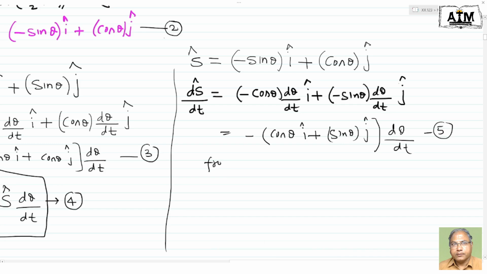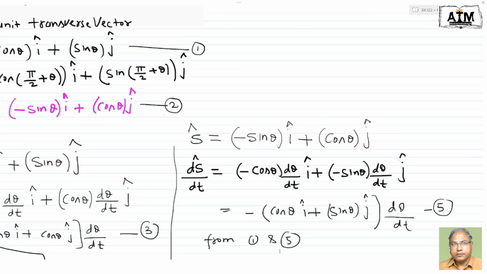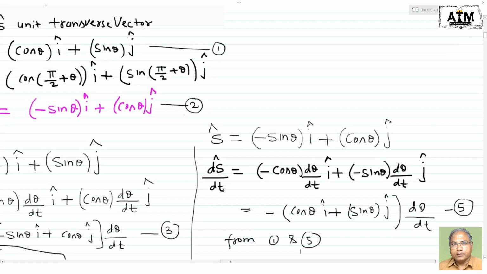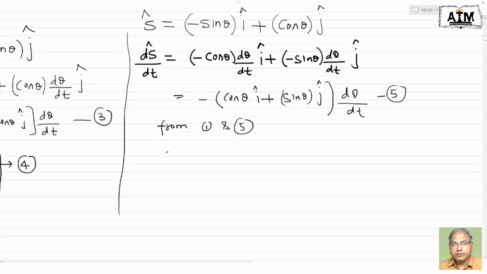Now from 1 and 5, from 1 we have already that r cap equals cos theta i plus sin theta j. Therefore, ds cap by dt equals minus r cap d theta by dt. Call it equation number 6.